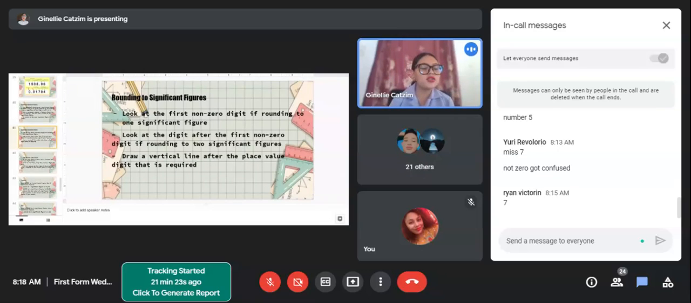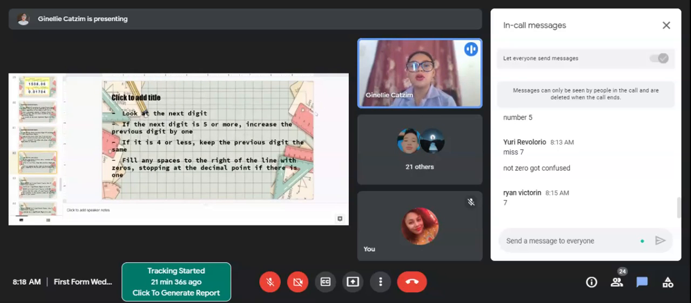So what we do next is we draw a vertical line. Remember that is one of our key steps. We draw our vertical line after the place value digit that is required. So we look at the digit after the vertical bar, right? And what do we do? Anyone remembers the basic steps? What do we do if we are looking at the digit after our vertical bar?